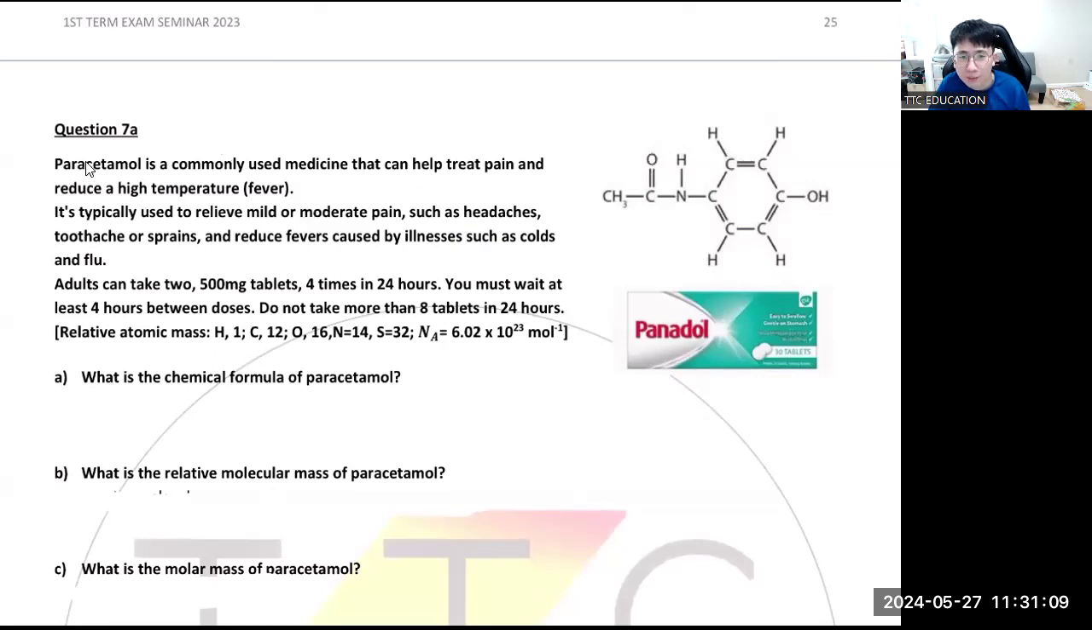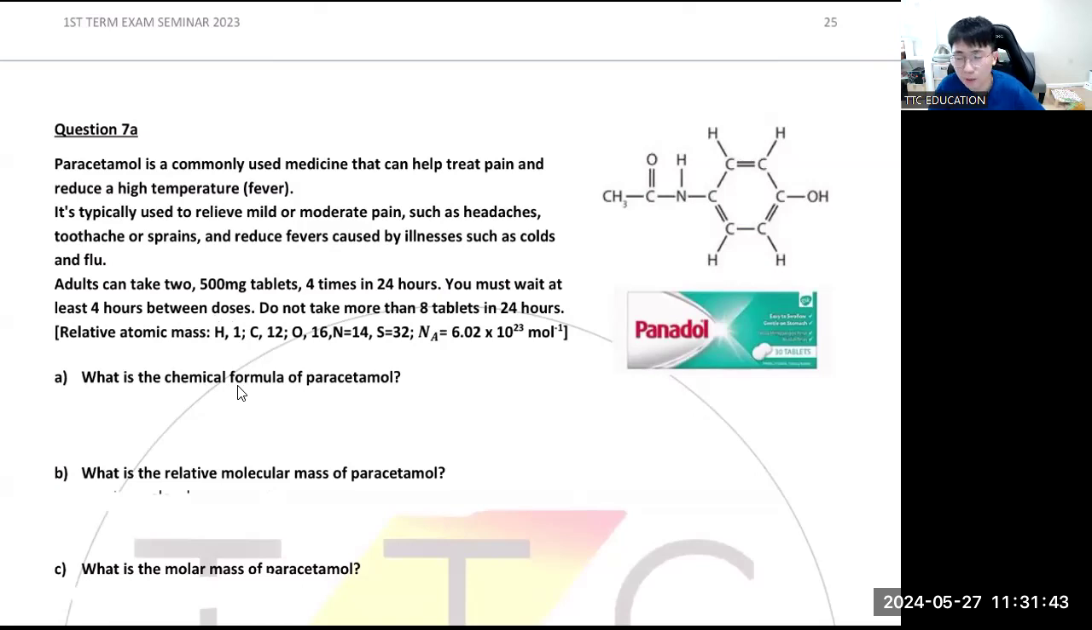So we have seen paracetamol, a commonly used medicine that can treat pain, relieve pain, and reduce fever. It's typically used to relieve mild or moderate pain, such as headache. So all common knowledge. Adults can take two 500 milligram tablets 4 times in 24 hours. You must wait at least 4 hours between doses. So do not take more than 8 tablets in 24 hours. They give you the atomic mass and also the Avogadro constant. So what is the chemical formula for paracetamol, guys?